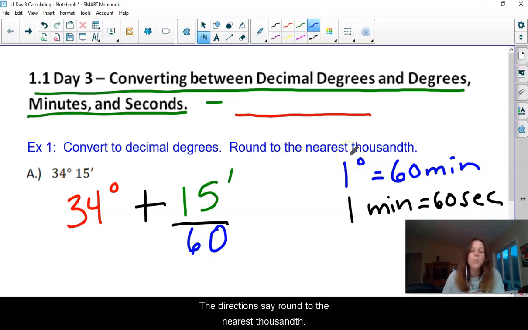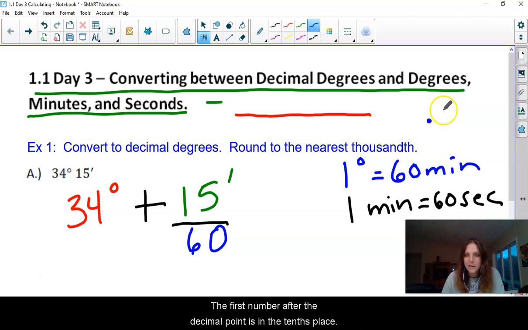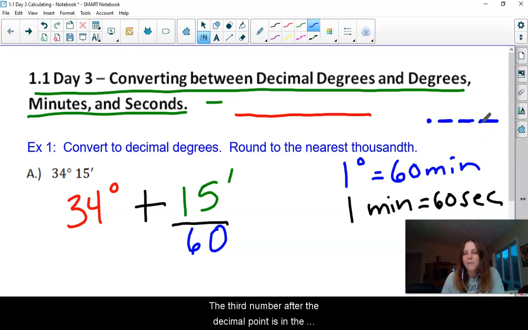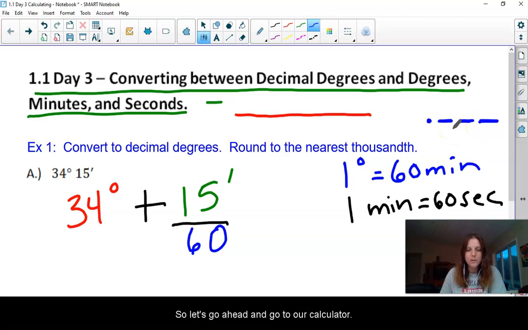The directions say round to the nearest thousandth. Thousandths place, if you think about how the places go, you've got a decimal point. The first number after the decimal point is in the tenths place. The next number after the decimal point is in the hundredths place, and the third number after the decimal point is in the thousandths place. So we're going to round it to 3 numbers after the decimal. So let's go ahead and go to our calculator.